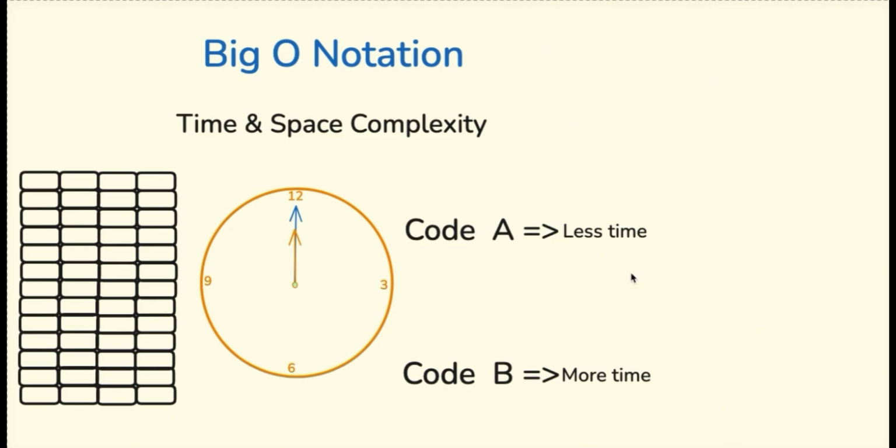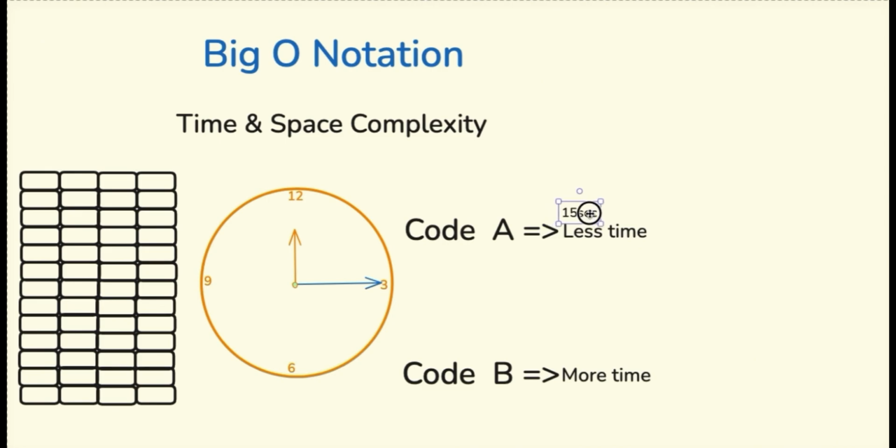So let's assume that we have code A that runs in less time. So let's assume that this code runs for 15 seconds, right? So perhaps this code, we just put that it runs for 15 seconds. That's code A.